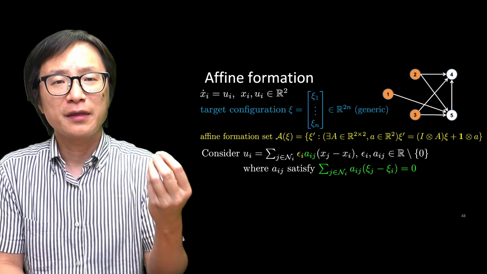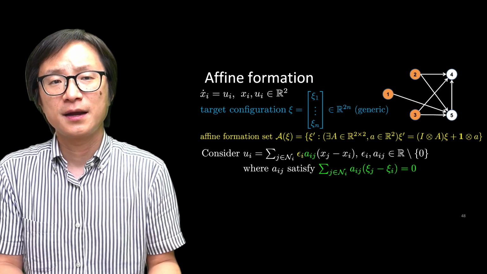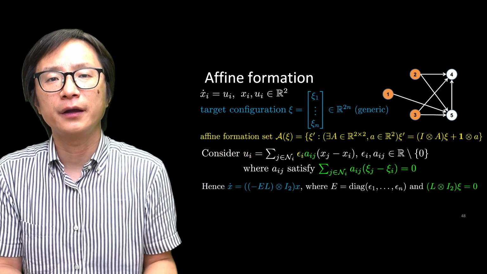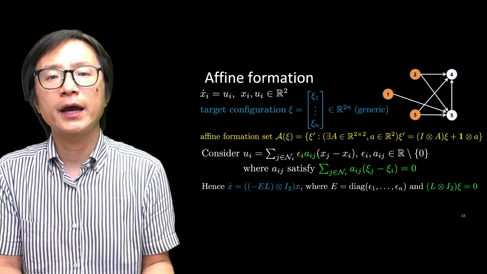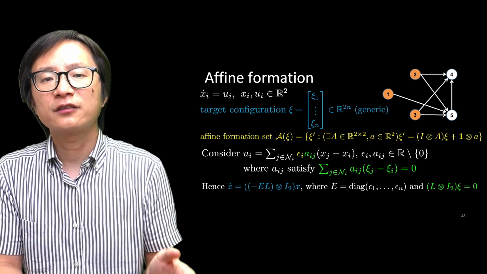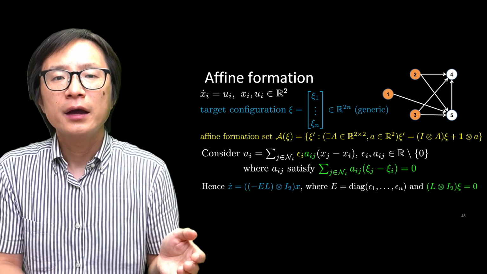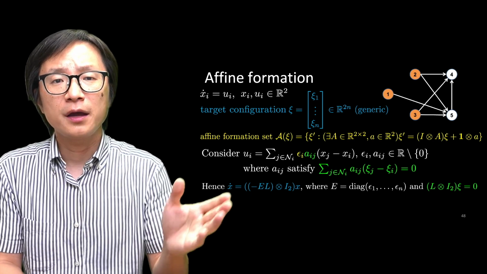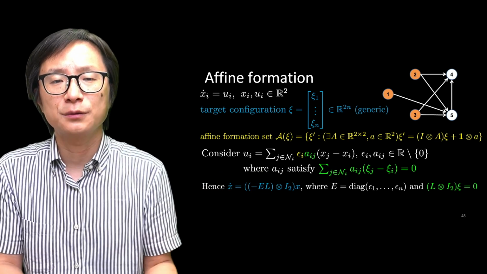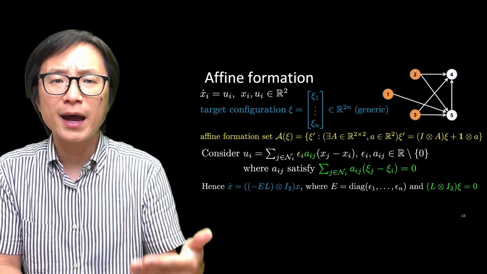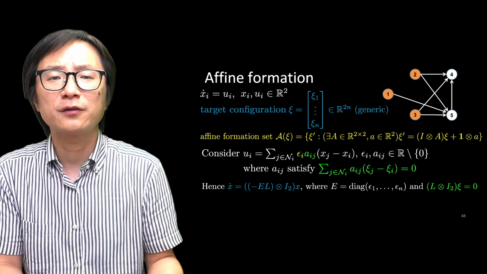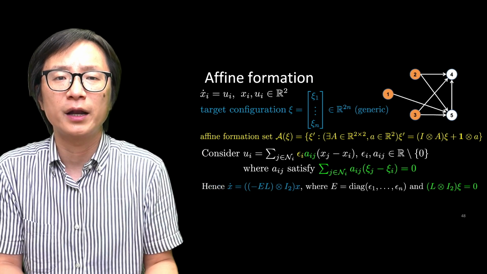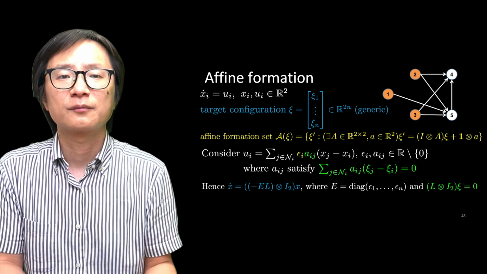And the purpose of satisfying these linear equations is again to encode the target configuration into the kernel of the Laplacian matrix. So if we plug in this ui back to the dynamic equation, this is what we get. We get this compact x dot equals minus E times L. We had that in the similar formation case. But here we have Kronecker product I2. Why so? Because now we are dealing with two-dimensional real space. So that gives rise to this Kronecker product I2 times x.